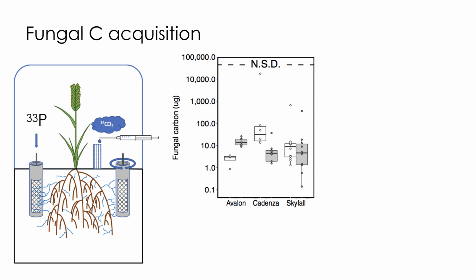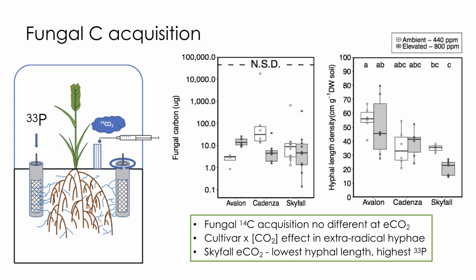I did say, though, this is only a 24-hour labelling period, and because these plants represent the only source of carbon that these fungi have got, we can look at the fungal biomass in the soil to give an indication over a longer time period how much carbon these fungi are assimilating. And when we look at this, we do see stronger trends. So Skyfall has got by far the least amount of biomass of fungal tissue in the soil, this hyphal length density. Cadenza is greater and Avalon greater still, and we also see differences in CO2 concentrations, although I'd say less strong than the cultivar differences.